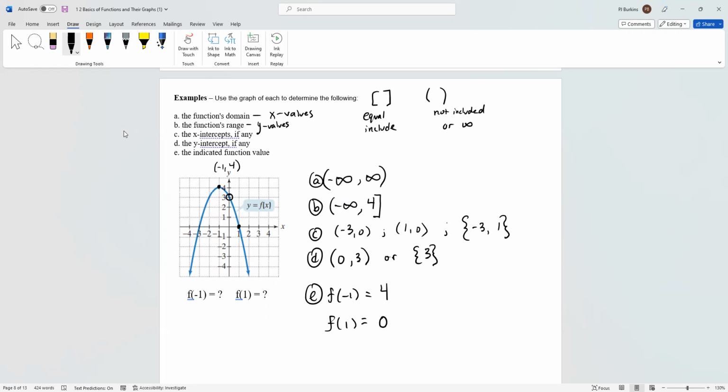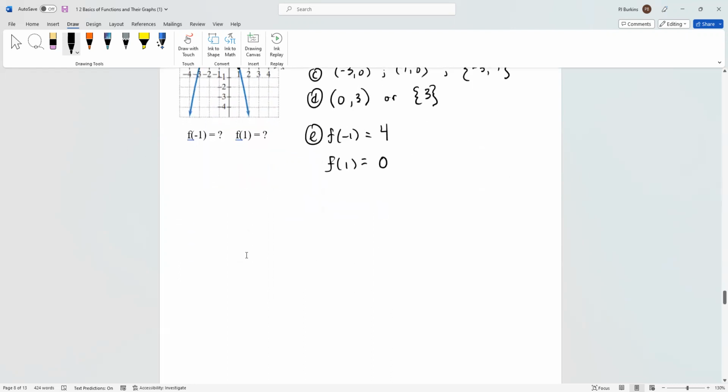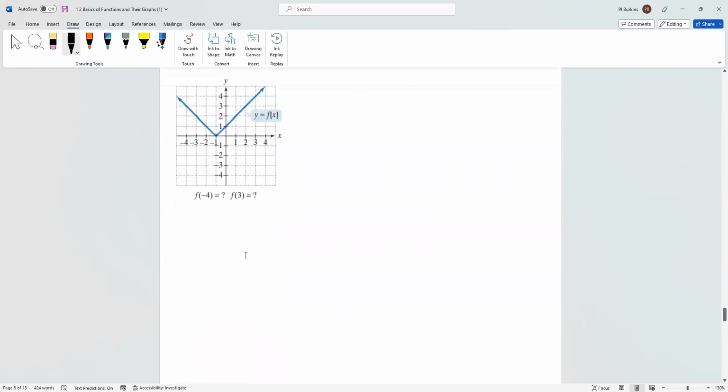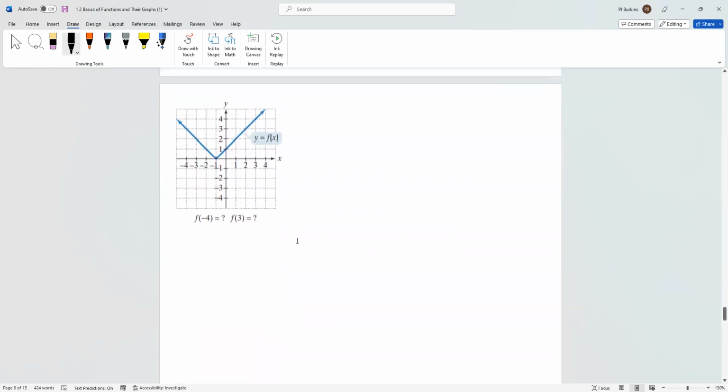All right. So those are all of the things that they asked us for. Let's see if we can continue and do a few more examples. Here's another relation. If we do a vertical line test, right? Looks like we only touch in one place, so it appears that this guy is a function. So that's good.